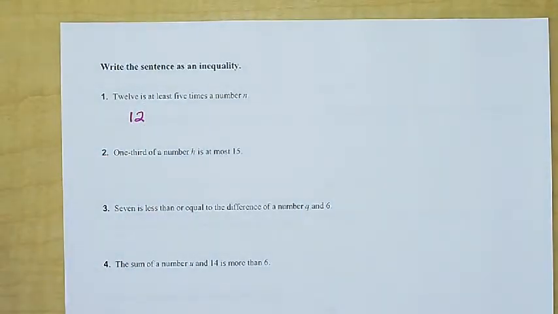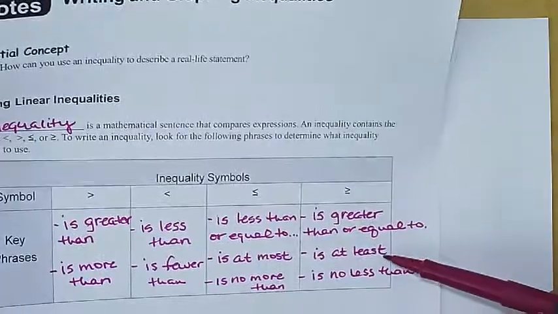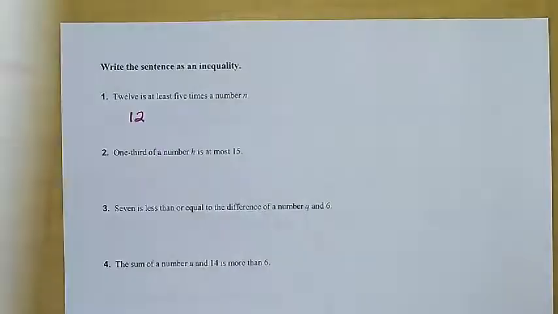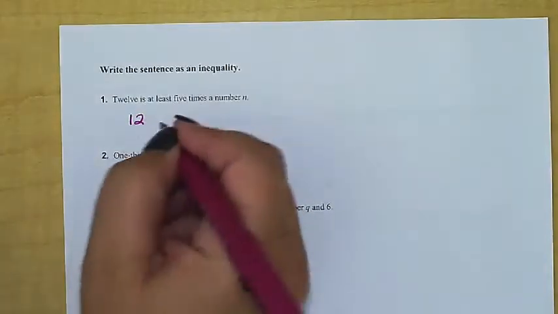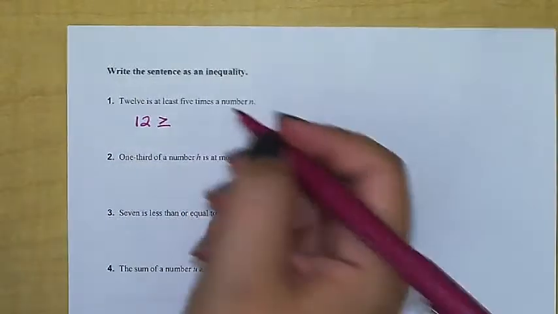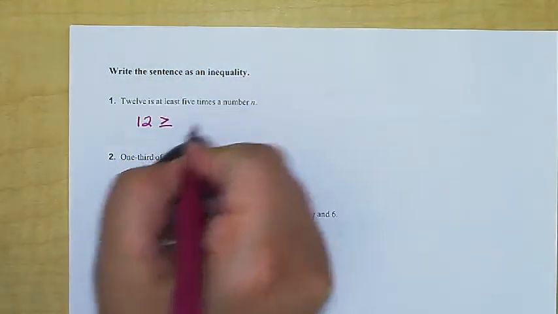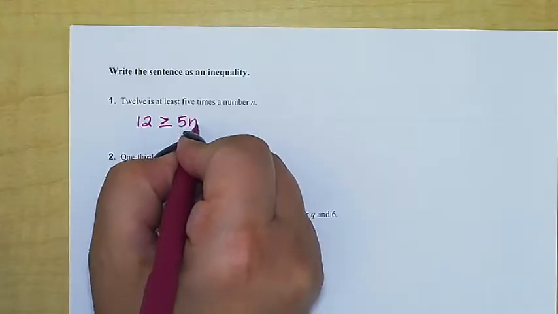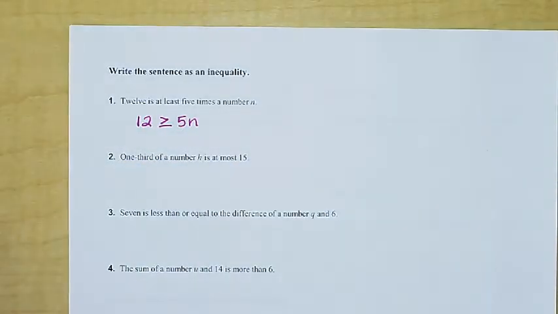We talked about this just a moment ago. When we see at least, that actually means greater than or equal to. That means 12 is at least, it's got to be greater than or equal to 5 times a number n, so 5 times some number n. So that would look like that. Okay, and let's try this one.